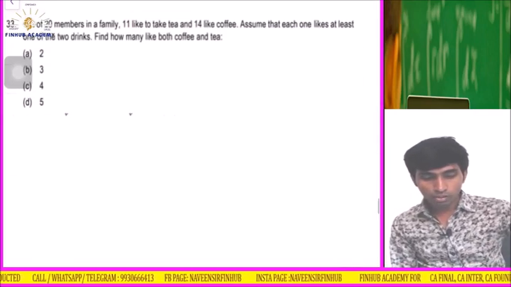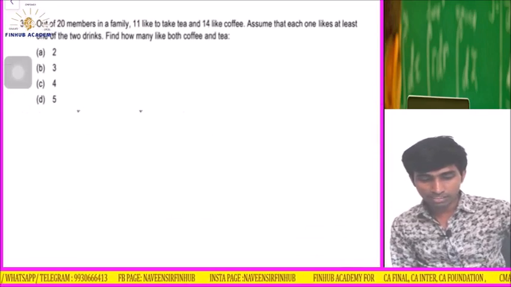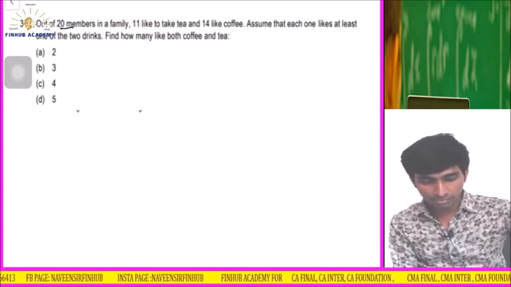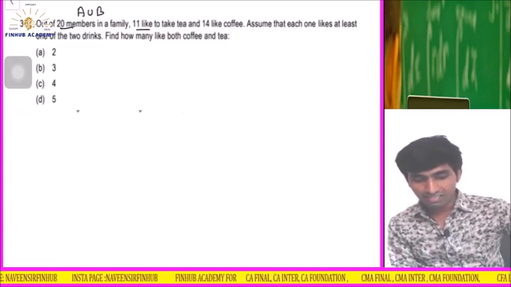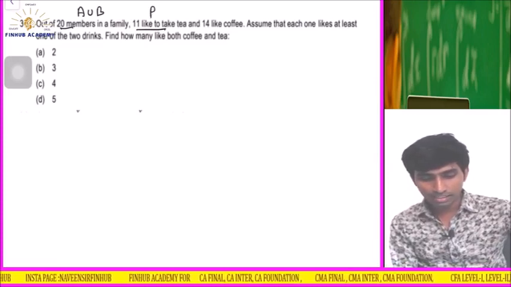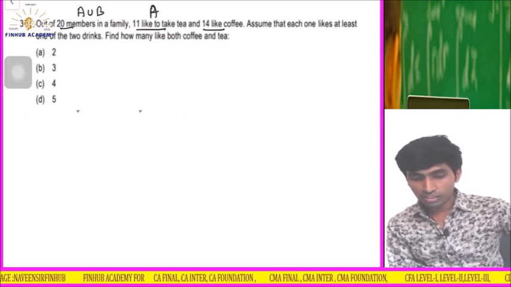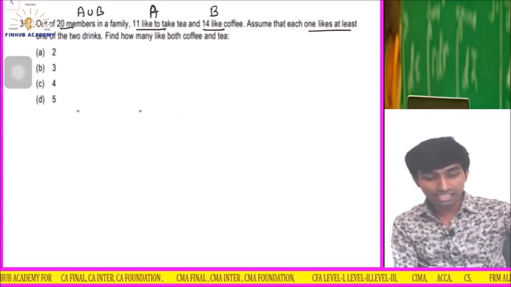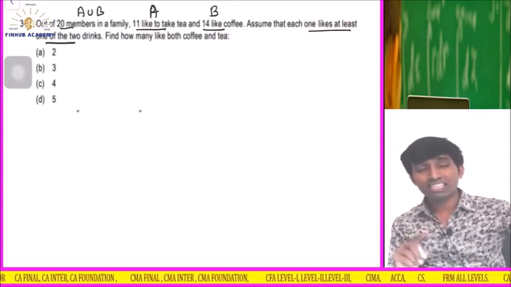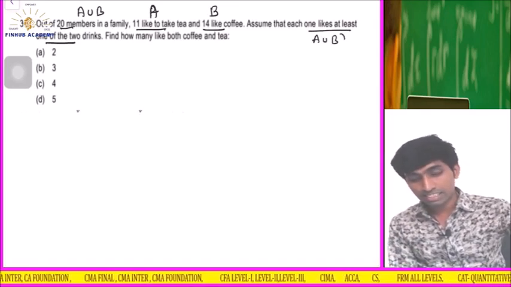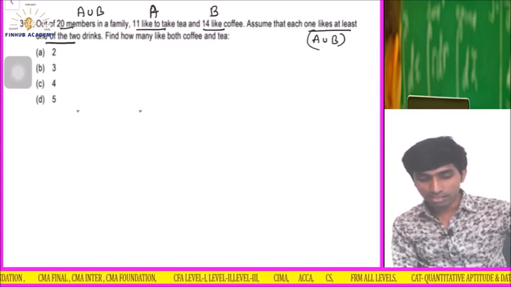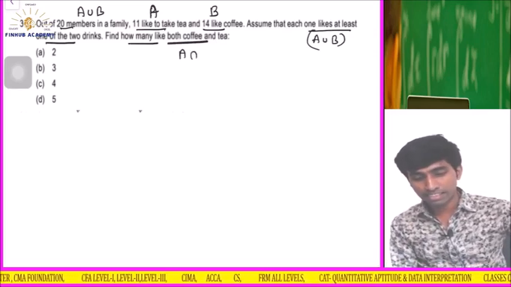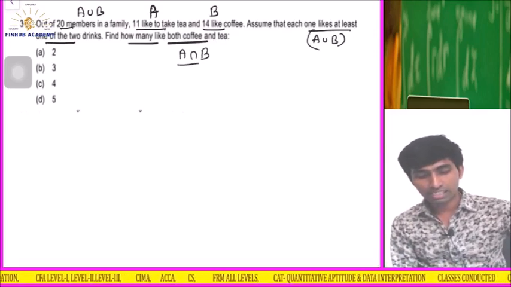33. Out of the 20 members in a family, 20 members means overall there is 20 members. That means A union B is 20. 11 like tea, let us say people who like tea, they are 11, so this is my A. 14 like coffee, so this is my B. Assume that at least one likes at least one of the two drinks. Okay, that means at least one means A union B. Find how many people like both coffee and tea, means A intersection B they are asking. Okay, this is the question mark.